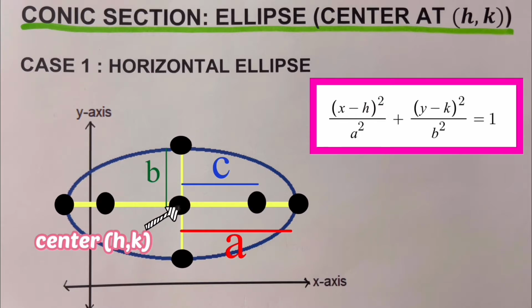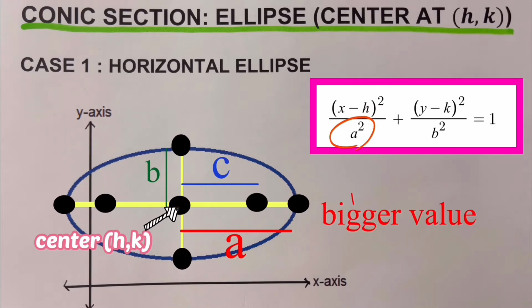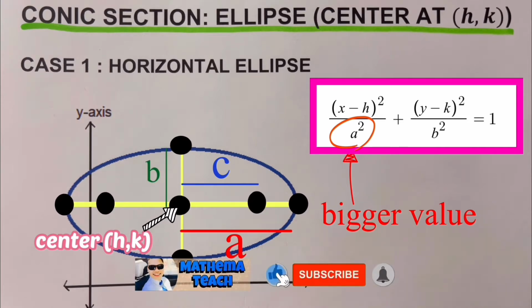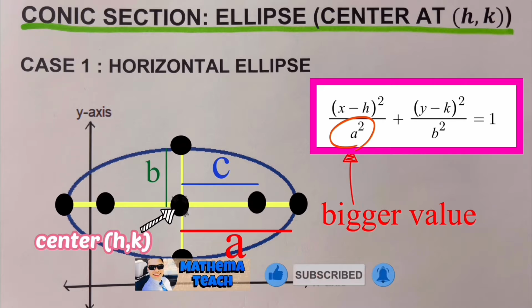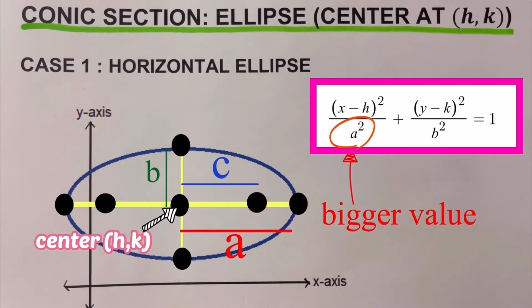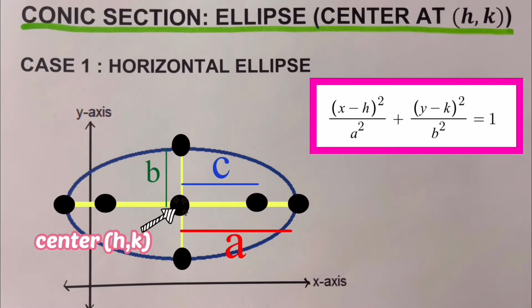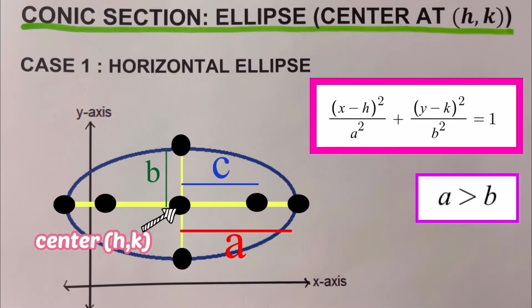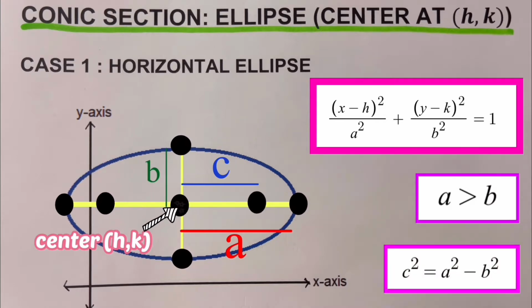We also remember that the formula for a horizontal ellipse is (x minus h) squared over a squared plus (y minus k) squared over b squared equals 1. Please notice that a squared is under the (x minus h) squared. The reason is that it is a horizontal ellipse. Horizontal means left and right, so the a will be under the x. We also remember that a is always greater than b, and the equation that relates a, b, and c is c squared equals a squared minus b squared.